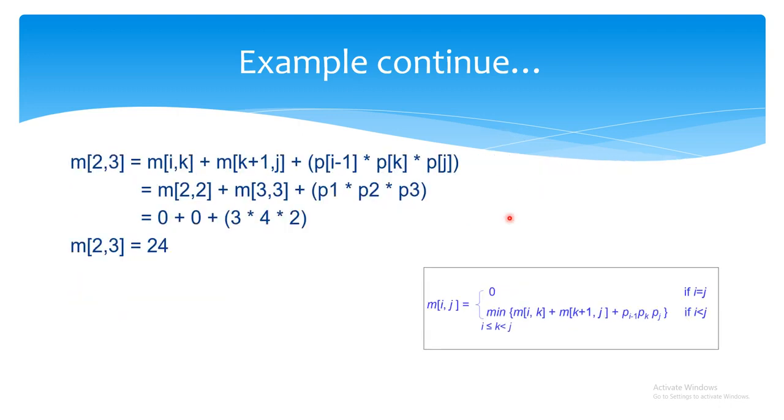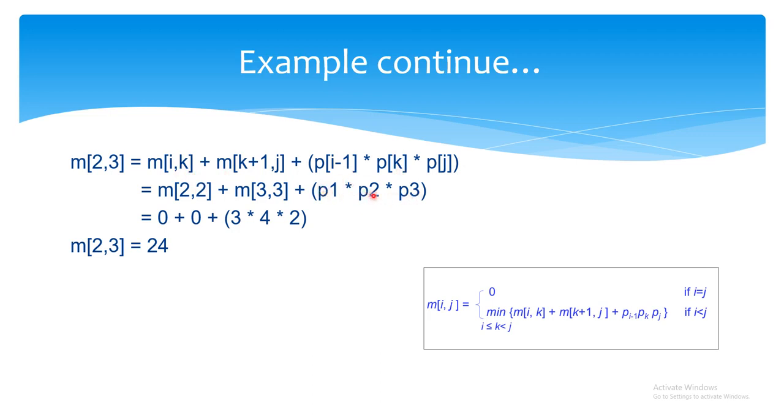Right? Now let us calculate the next value, that is M23. Again the difference between 2 and 3 is 1. So I have written the equation and I am now putting the value of i and k. i is equal to 2, k is equal to i, that's why m22 plus m k plus 1, so 2 plus 1 is 3, comma 3, plus p i minus 1. The value of i was 2, that's why p1 into p k, k is 2, that's why p2 into p3.